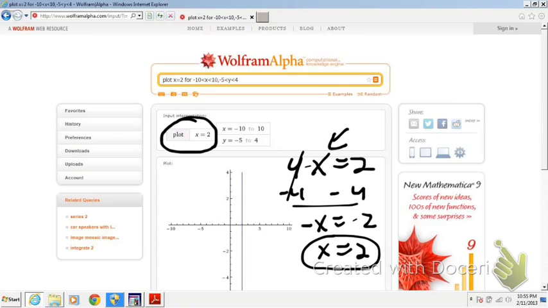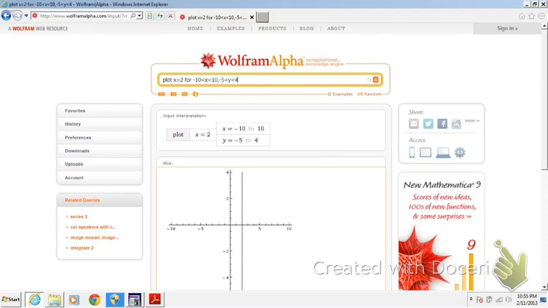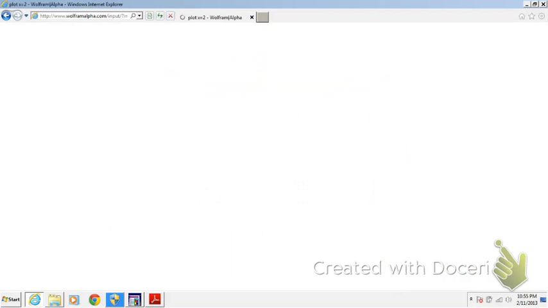If I just tell it plot x equals 2 on certain bounds, now I even told it what bounds to put on there. If I take away those bounds, let me just do that. Even if I take away those bounds and just say plain old plot x equals 2, it should still realize that I want a vertical line. Let's try it. See, it's thinking.